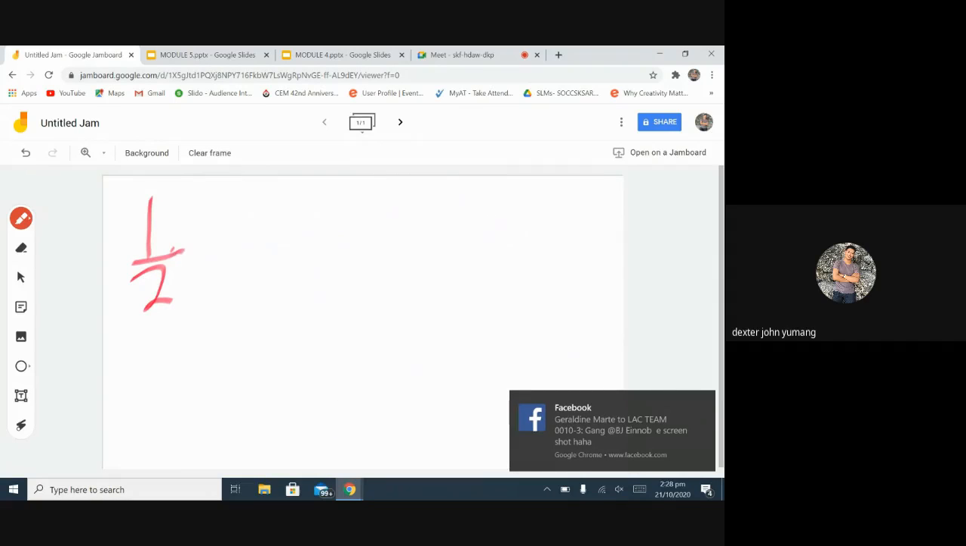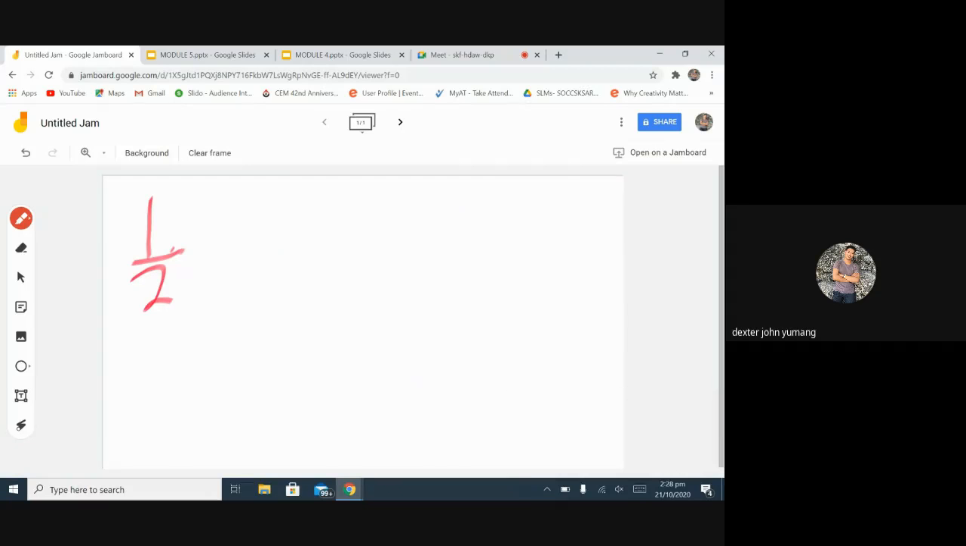One half. Anong imumultiply natin para maging 100 sila? Para maging 100 ang 2. 50. So, try natin ng 50.